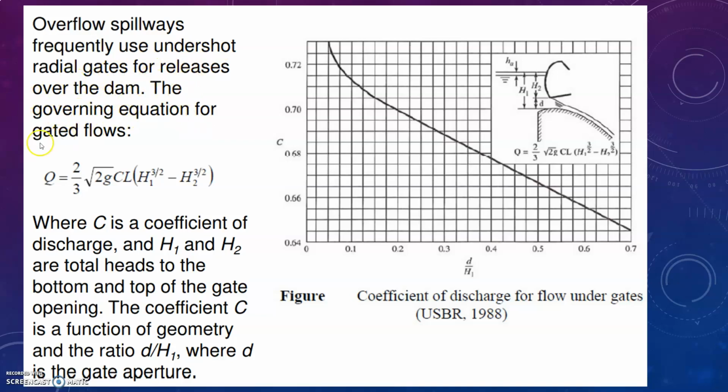The governing equation for gated flows is given by Q is equal to 2 divided by 3 into square root of 2g C L into H1 to the power 3 by 2 minus H2 to the power 3 by 2, where C is a coefficient of discharge and H1 and H2 are the total heads to the bottom and top of the gate opening. The coefficient C is a function of geometry and the ratio D divided by H1, where D is the gate aperture.